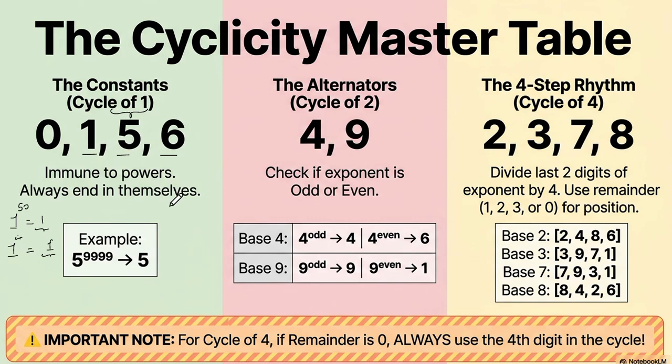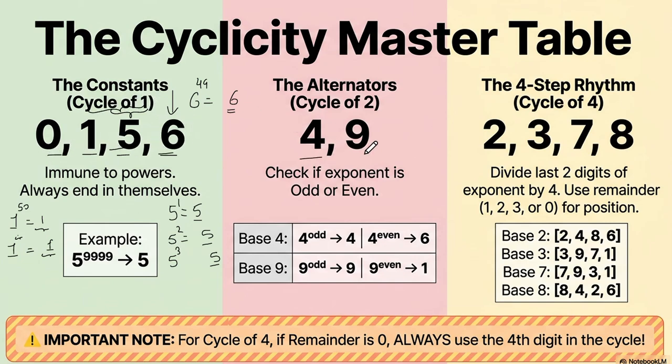Similarly, 5 raised to 1 is 5. What is 5 squared? 25. So the last digit is 5. If you do 5 raised to 3, you'll get the last digit 5 only. Similarly, in the case of 6, if you raise 6 to any power, let's say 6 raised to 49, the last digit will be 6 only. So the cyclicity of all these numbers, 1, 5, 6, is 1.